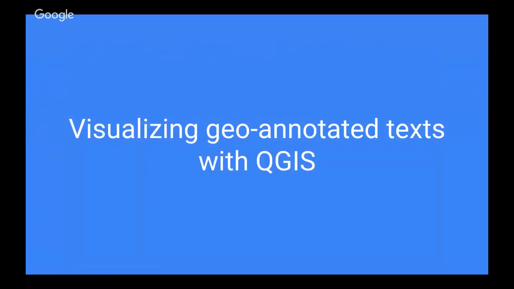So I am going to show you how to visualize geo-annotated text with a particular GIS application called QGIS. We chose this application because it's open source, of course. It's relatively intuitive for simple kinds of analysis from CSV or KML files. And it's also quite generalizable for various types of data.